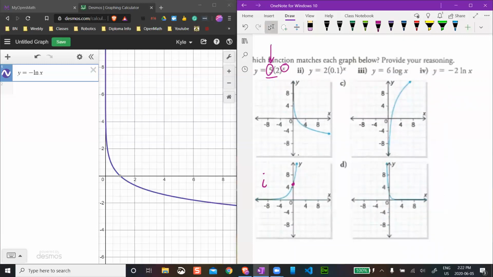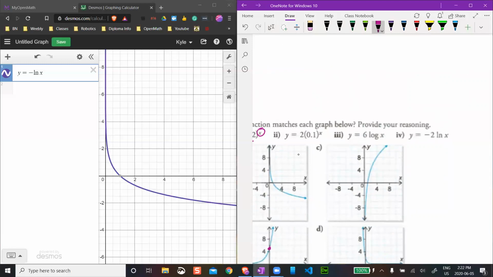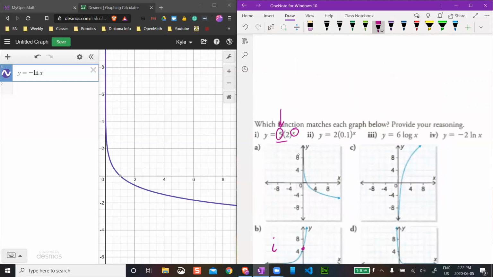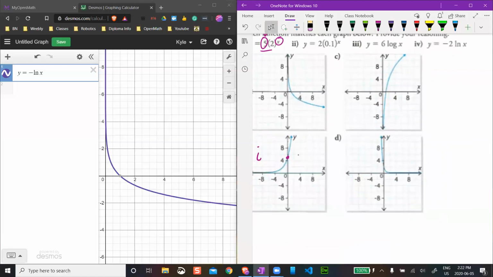Okay, so let's look at the next one here. 2 times 0.1. Now, back to last unit again, if we ever have a b value, remember it was y is equal to a b to the x is what we were doing. If you ever have a b value that's greater than 0 but less than 1, then that thing's going to go down. You're going to get a graph that's looking like this, where it's going down like that. So I'm looking for that one. And there you go. That's this one over here.